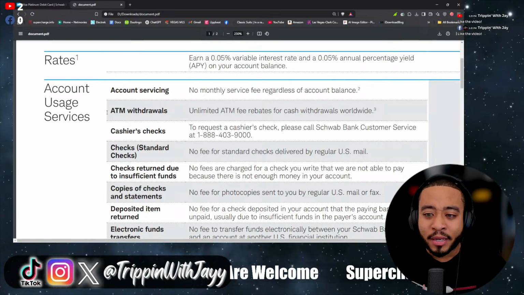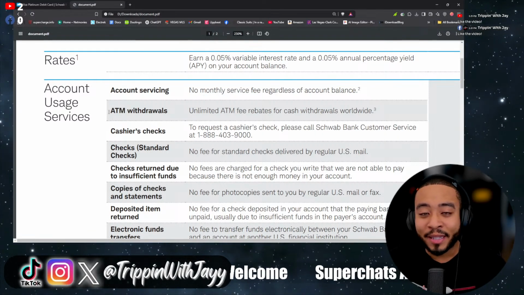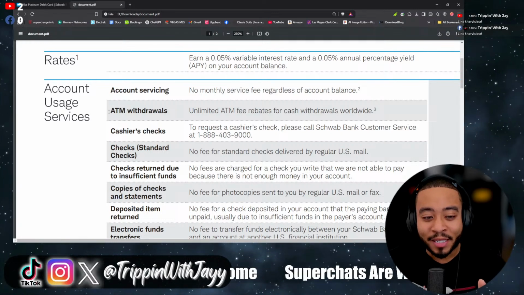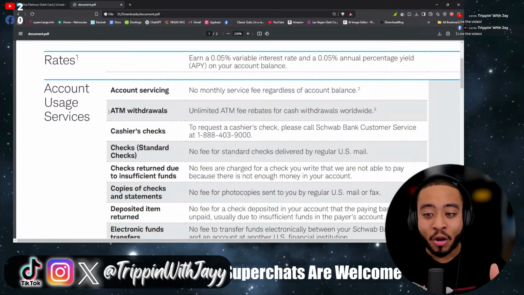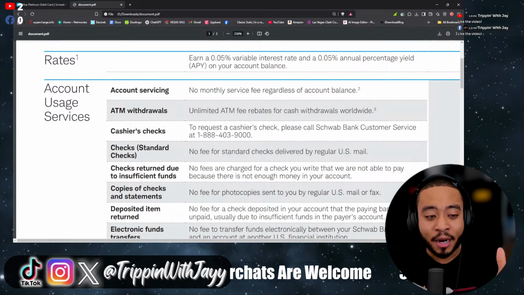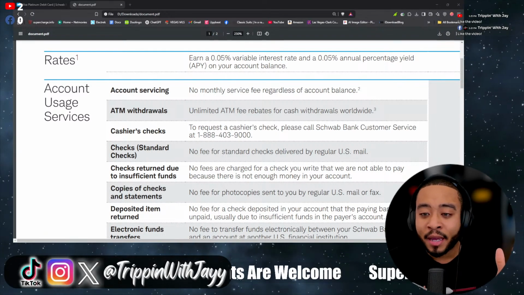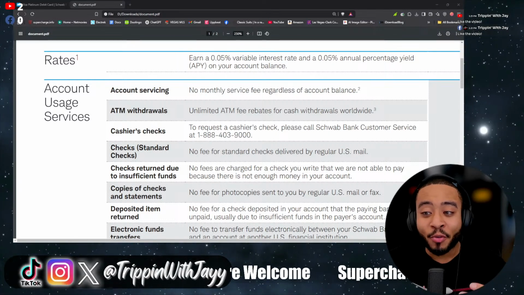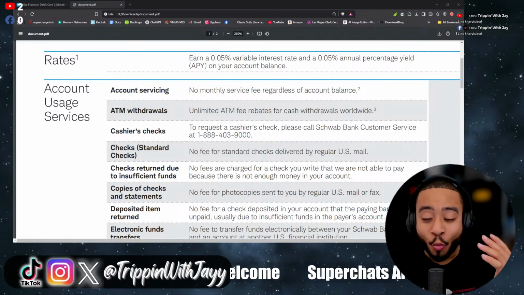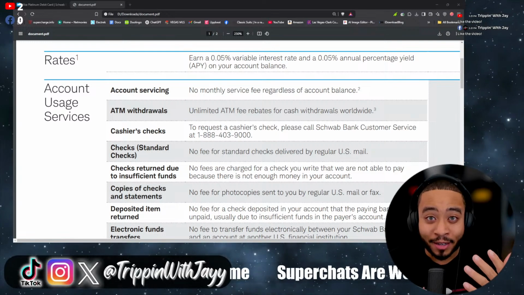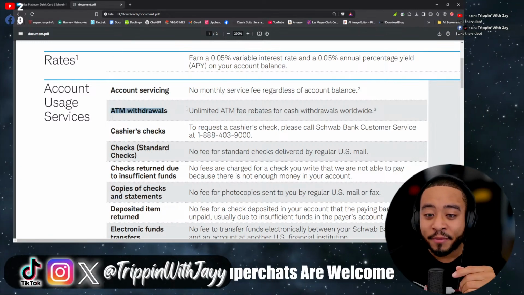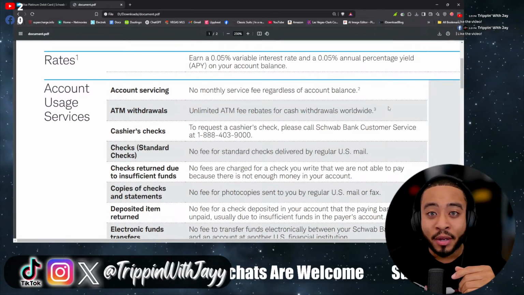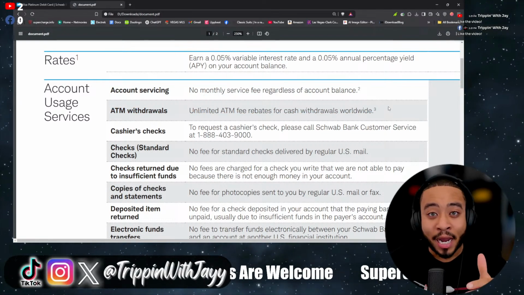So the next thing is possibly the most important part, at least in my opinion, the ATM withdrawals. This card has unlimited ATM fee rebates for cash withdrawals worldwide. This feature alone is completely worth signing up for this card.